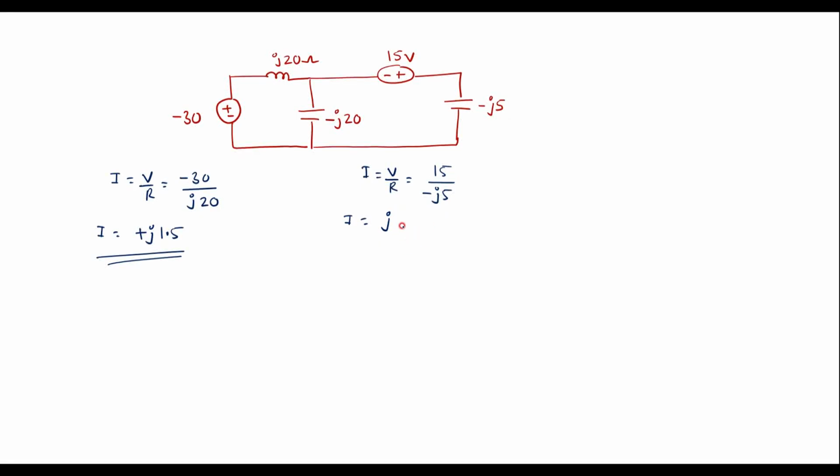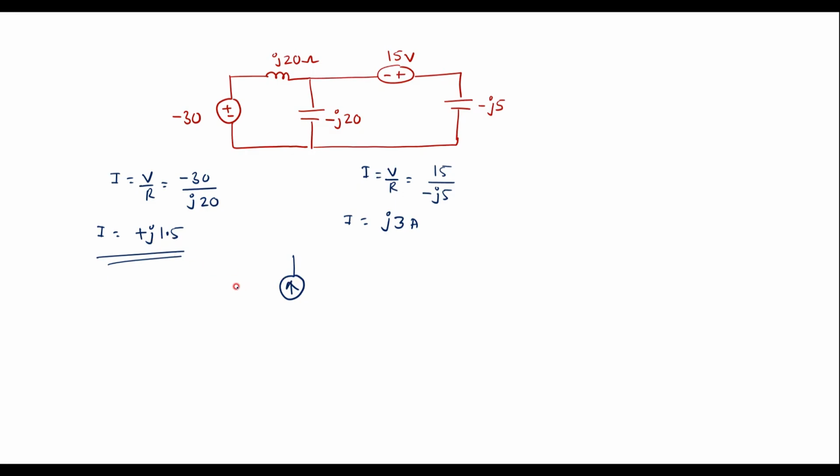15 by 5 is 3 amp. Now let me redraw the circuit. So this voltage source is replaced by current source. Let me draw here the current source. So here this plus minus means head end should be here.